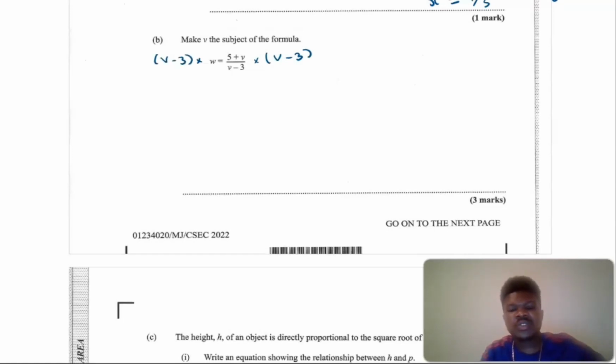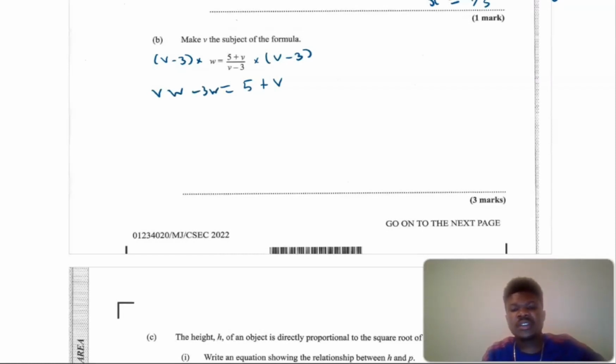Since it's not one term we're multiplying by, it's best to group it inside a bracket. So now on my right hand side, v minus 3 is going to cancel each other and leave 5 plus v. On my left hand side, I have a product, so I can expand right here. V times w, that's vw. And minus 3 times w is minus 3w.